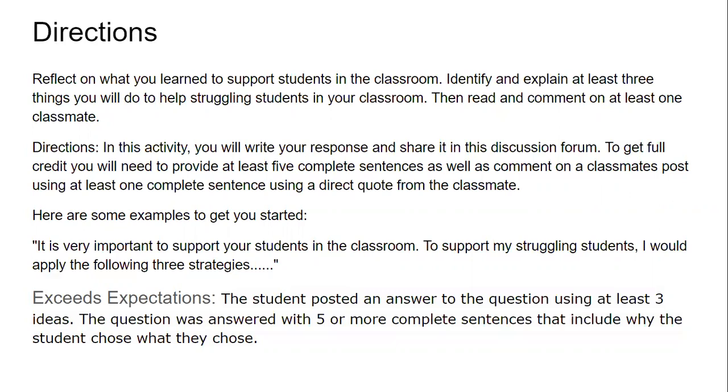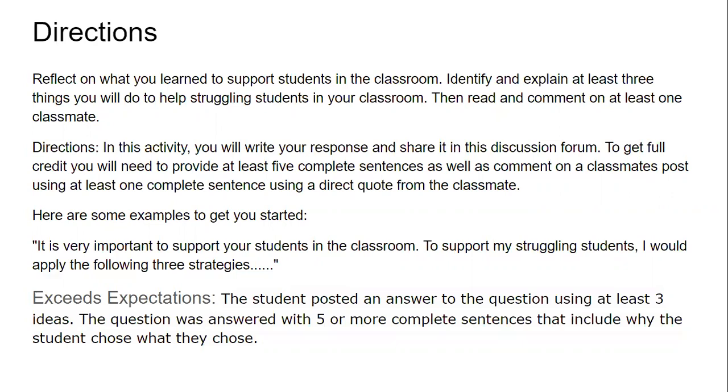And then also for this assignment, it gives you some examples to get started. And one of the examples it says is, it is very important to support your students in the classroom. To support my struggling students, I would apply the following 3 strategies. So it just gives you an introduction, a way to start your assignment, and then you'll go into those 3 different things that you could do to help support those struggling students.